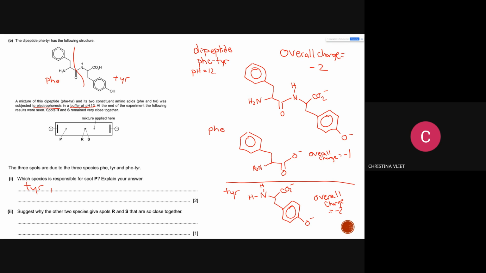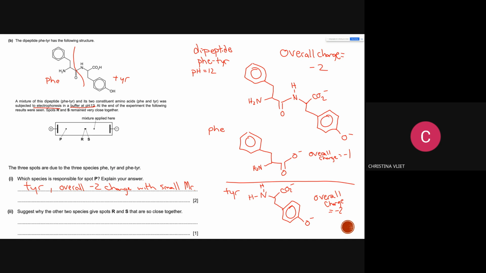So overall -2 charge with small MR. So it's going to move the farthest because it's small and it has a large negative charge.